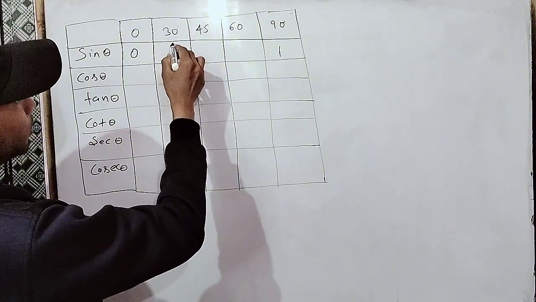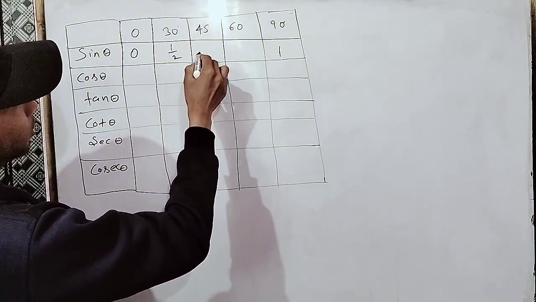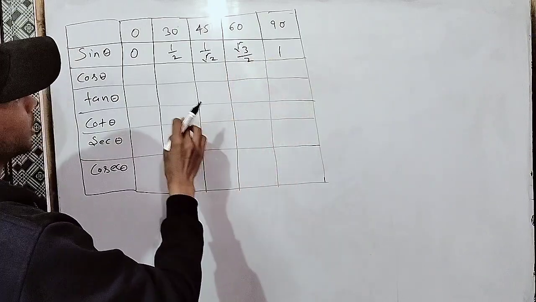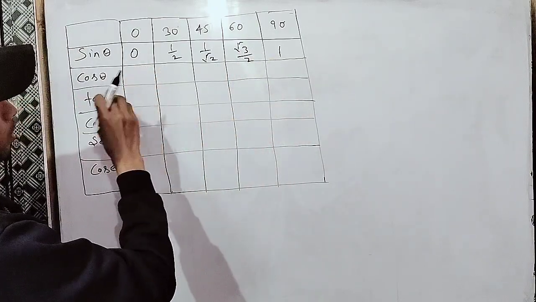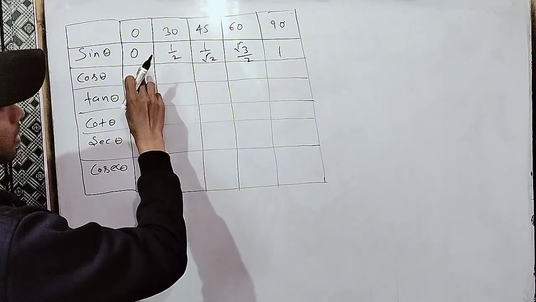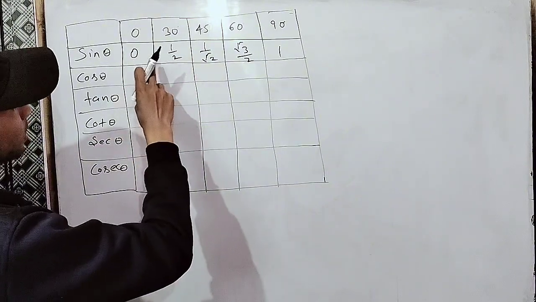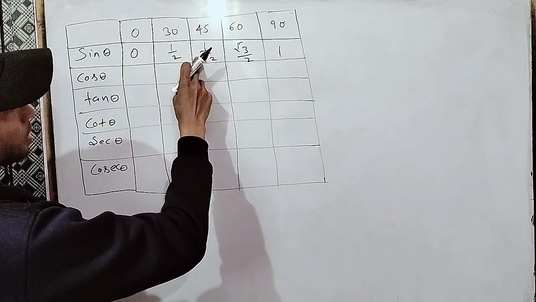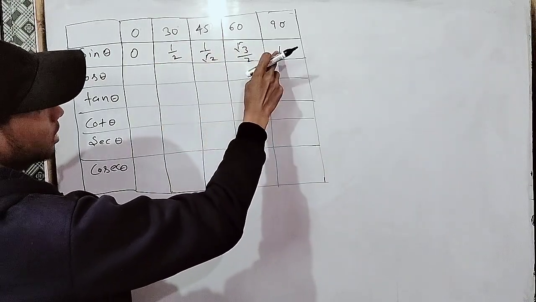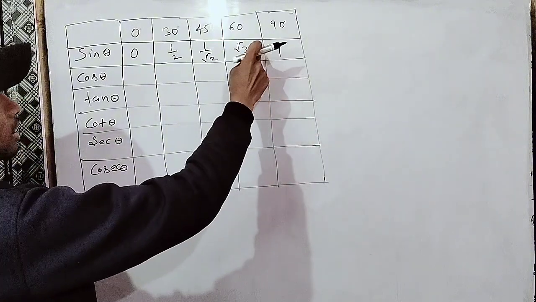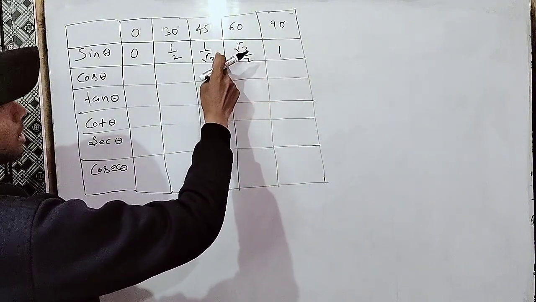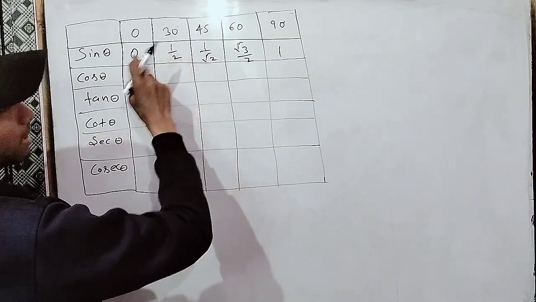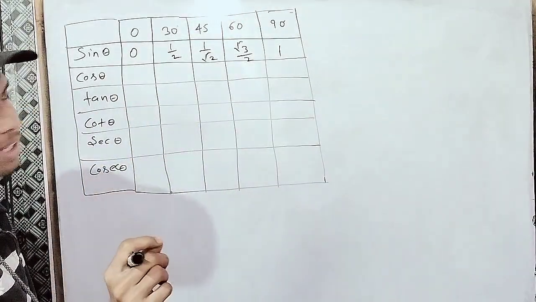So we write 0, 1 by 2, 1 by root 2, root 3 by 2, 1. Each is greater than the previous one. Are you understanding? Are you clear?